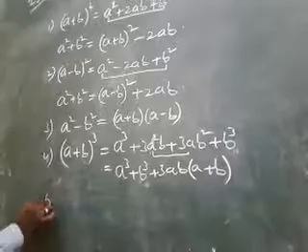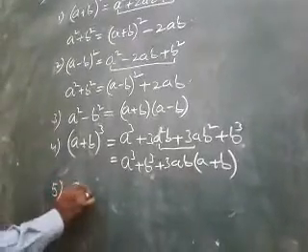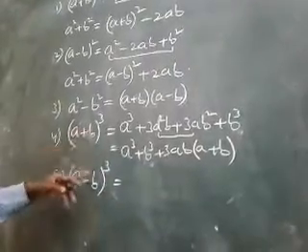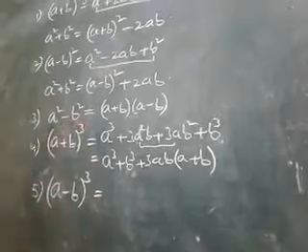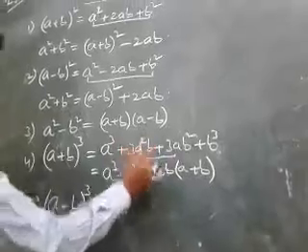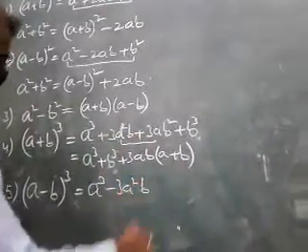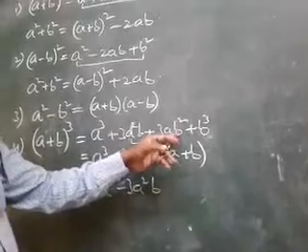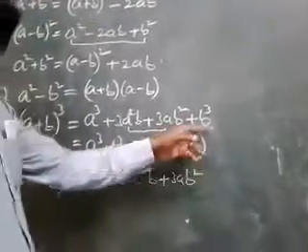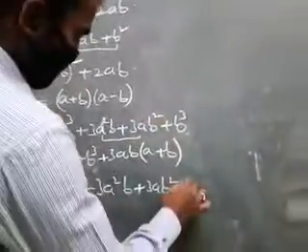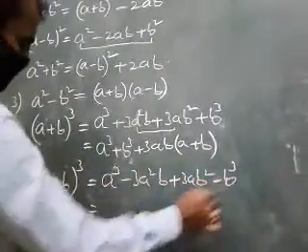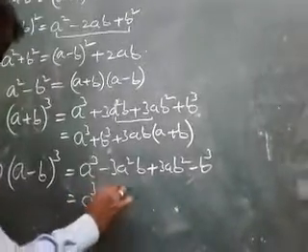Next, fifth one, (a minus b) whole cube. In the above formula, instead of b we have minus b only. So replace b by minus b in above, we get a cube plus 3a square times minus b, so minus 3a square b, plus 3a times (minus b) whole square, minus b whole square is b square only, so plus 3ab square. Here (minus b) whole cube: for odd power negative becomes negative only, so minus b cube. Or in another form, write a cube minus b cube as first. A cube minus b cube.